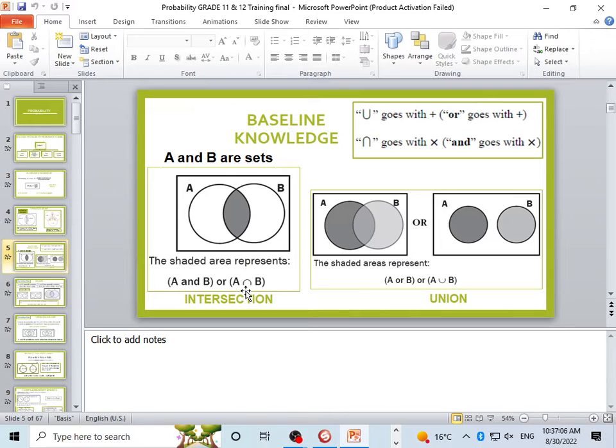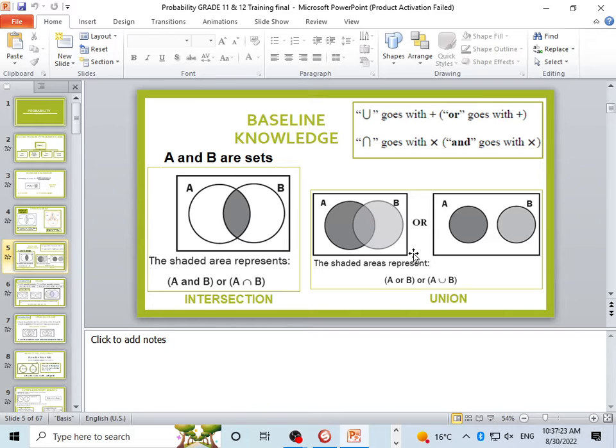And it has the N in for "and". Or is when it's upside down. So here we say the shaded parts represent A or B. Okay, so that's everything. Who has maths or accounting?